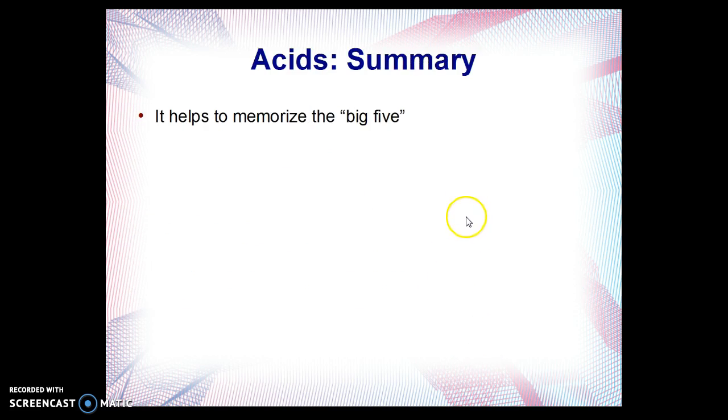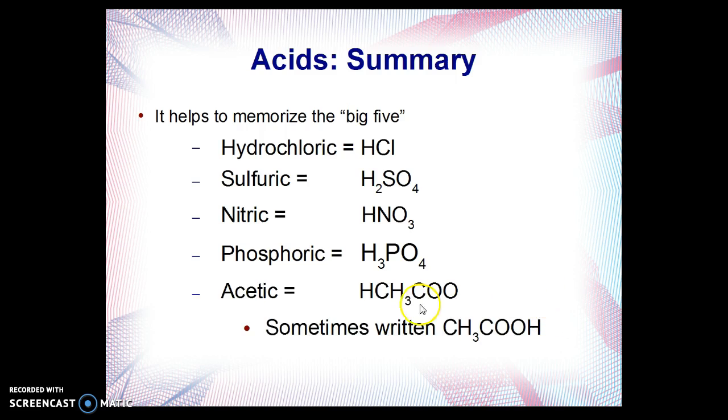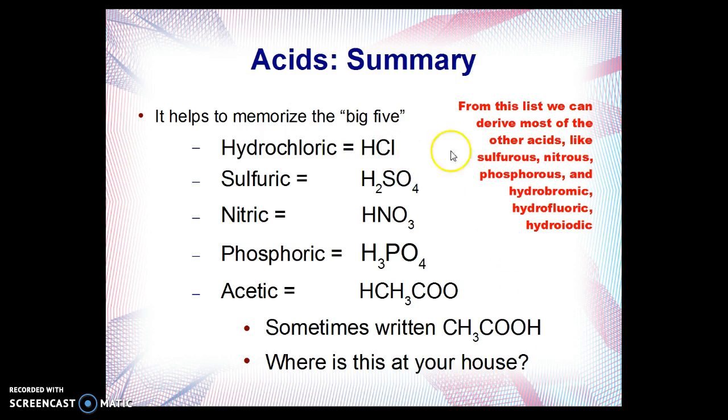Now, it helps to memorize the big five. That'll speed up your test taking and reading. Hydrochloric, sulfuric, nitric, phosphoric, and acetic, which can be written HCH3COO, or more frequently CH3COOH. We try not to write CO2H instead of COOH. And where is this at your house? If you think about it, you realize it's in vinegar. From this list, we can derive most of the other acids. If we have the ic, we can get the us.